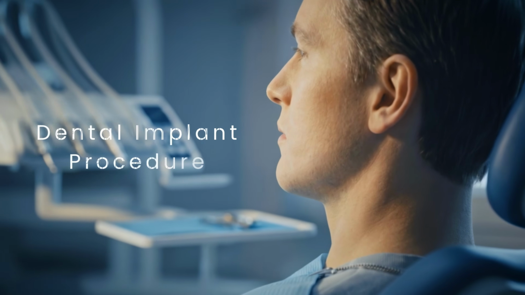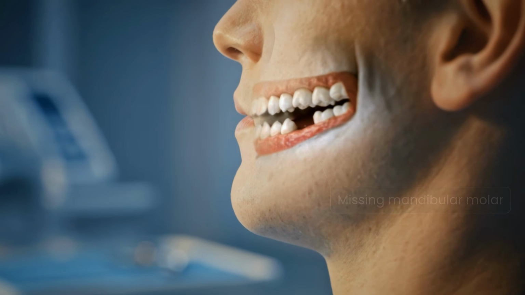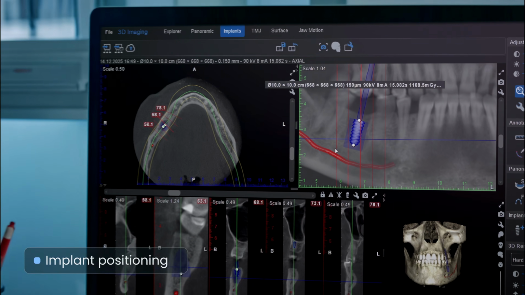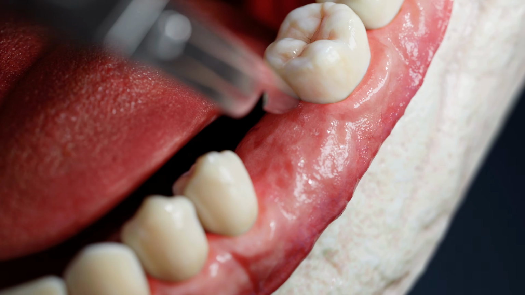Dental implantation is the most cutting-edge method for restoring lost teeth. The procedure is performed under local anesthesia. CBCT allows for precise surgical planning, taking into account key anatomical landmarks.